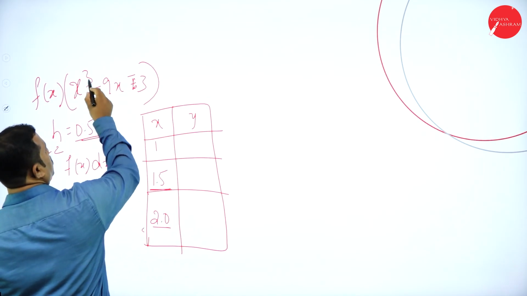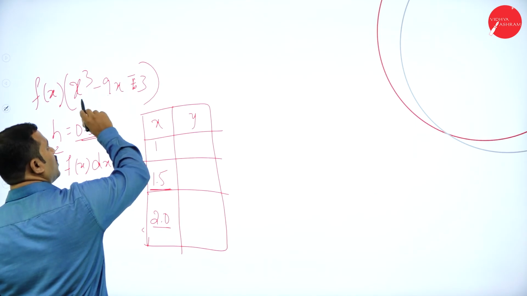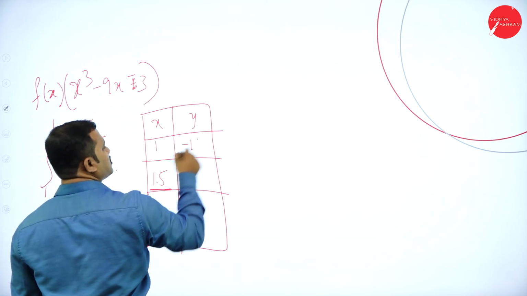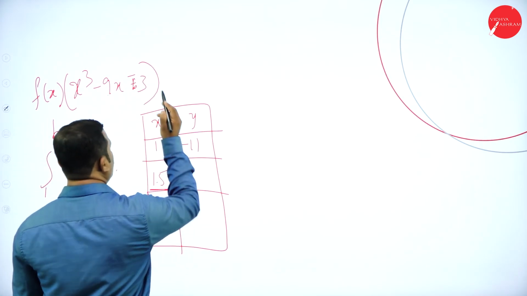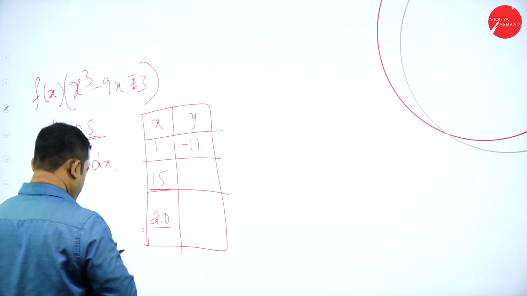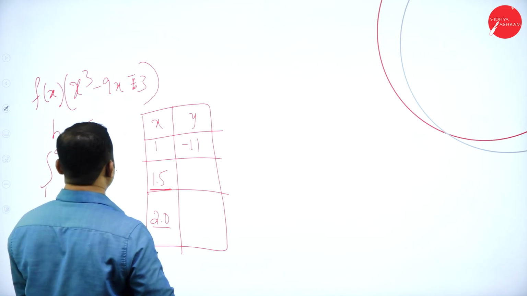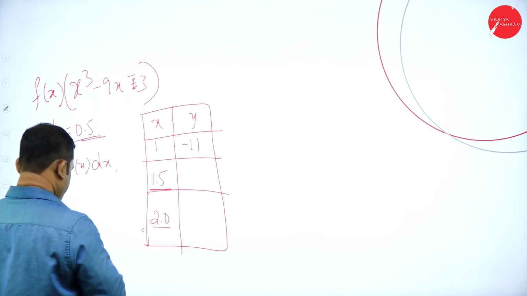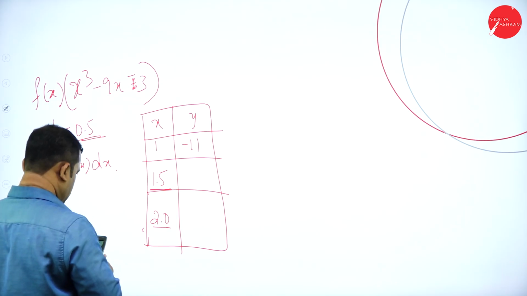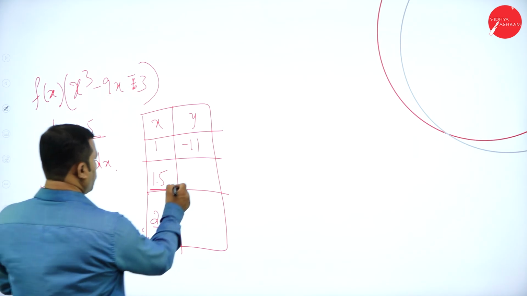When x equals 1, it is 1 cube minus 9 into 1, that is 1 minus 9, which is minus 8. Minus 8 minus 3, we will get minus 11. For 1.5, 1.5 whole cube is equal to 27 by 8, which is 3.375, minus 9 into 1.5, minus 3, which is equal to minus 13.125.